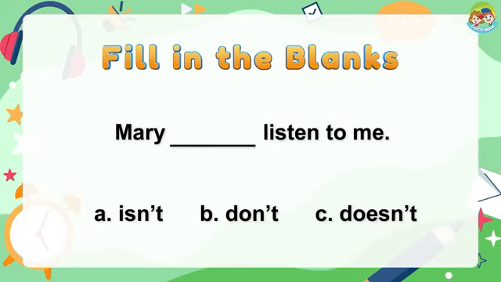Mary blank listen to me. Listen is a base verb, so you would use a do verb. Mary is one person. It will go with doesn't. Mary doesn't listen to me.